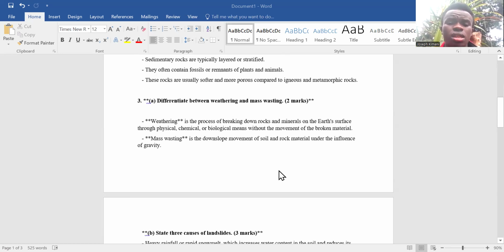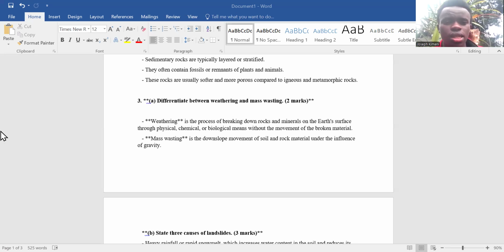Now, let's go to the third part of the question. Differentiate between weathering and mass wasting. You might confuse them because they almost look similar, but there's a difference. For weathering, the rocks will break down but remain in place, or in other words, in situ. But for mass wasting, the rocks will break down and then move down under the influence of gravity. So that's the difference. In weathering, they'll be at a stationary place, but for mass wasting, they'll be moving under the influence of gravity.